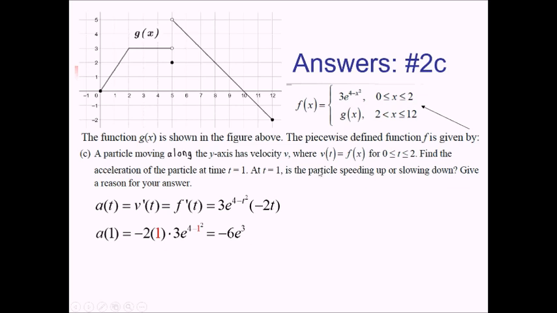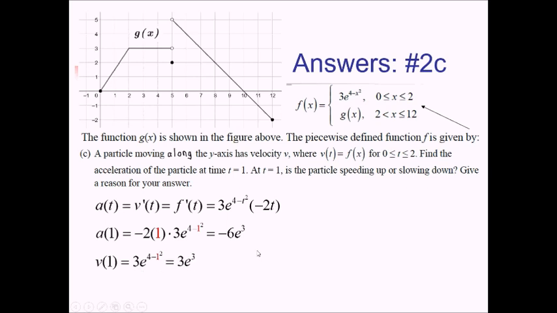Now they also want to know if our particle is speeding up or slowing down. Now for this, we have to compare the signs of the acceleration, which we just found, and the velocity. So let's take a look and see what the velocity is. Again, velocity is just going to be the f function from 0 to 2. So I just need to do 3e to the 4 minus 1 squared if I want to find v of 1. That's just going to be 3e to the third.